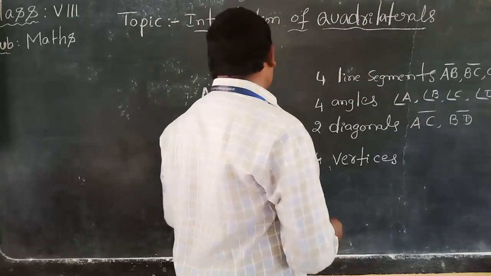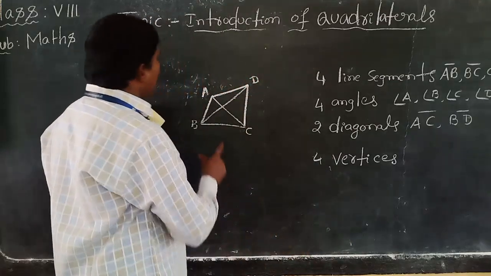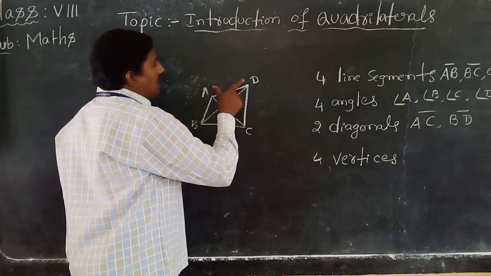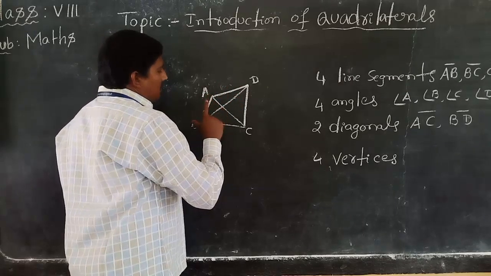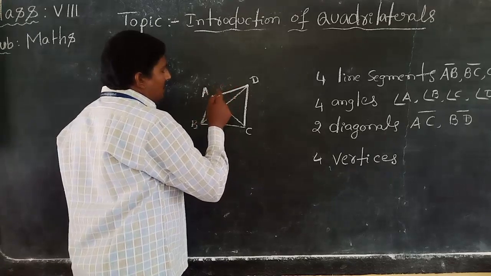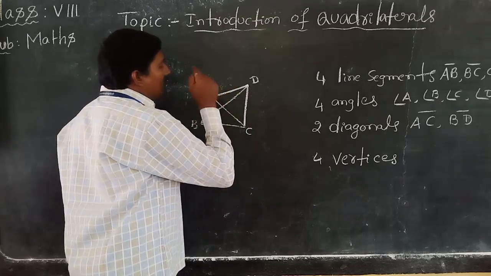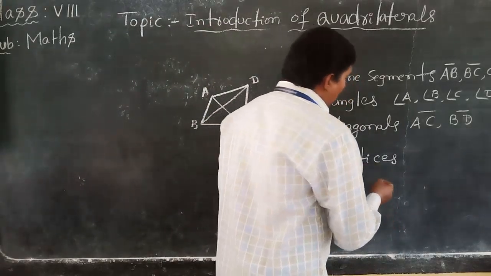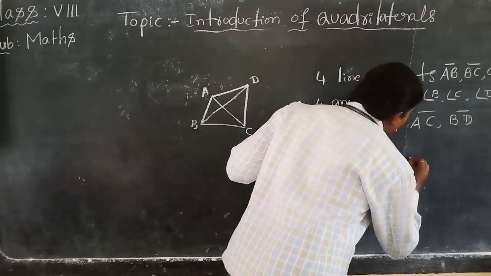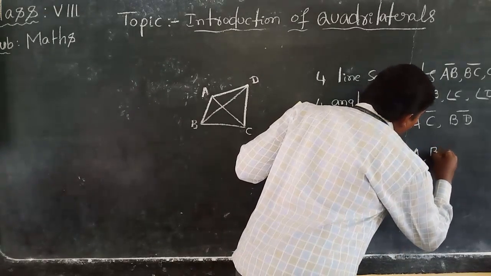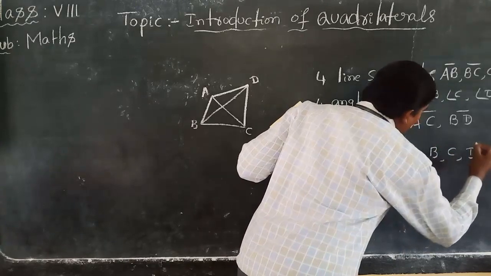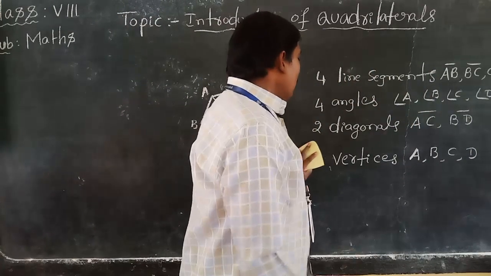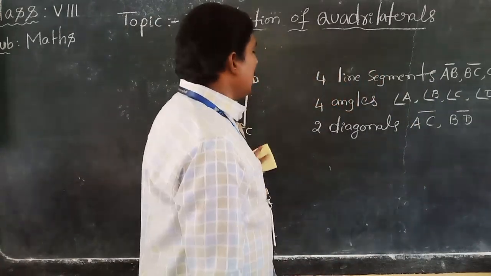And the next, 4 vertices. Vertices means, see, BA line segment is going through A, DA line segment is going through A. So BA and DA are joining at one point only. That point is called a vertex. Plural of vertex is vertices. A, B, C, D vertices are there.